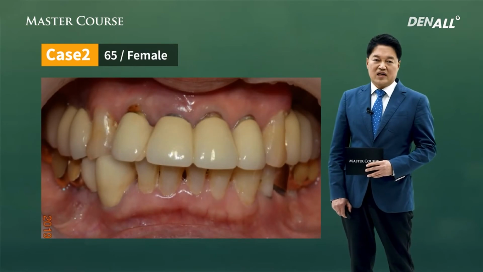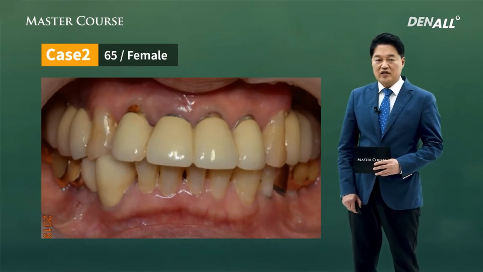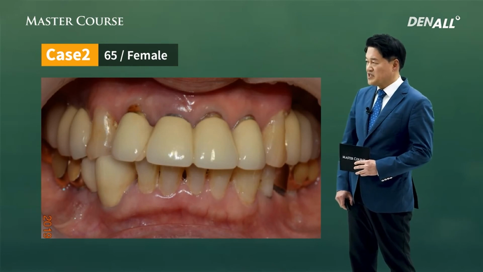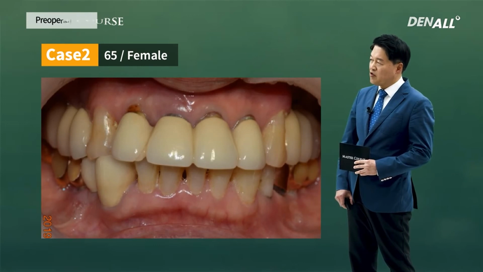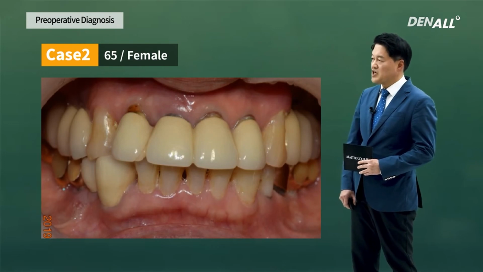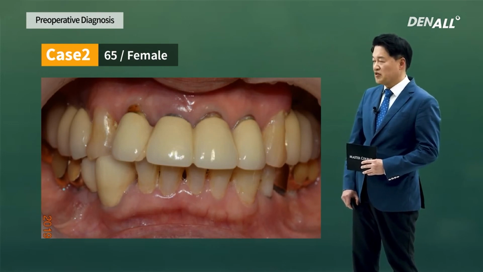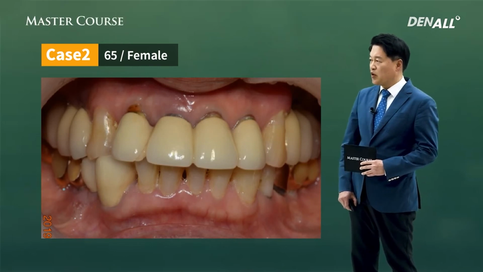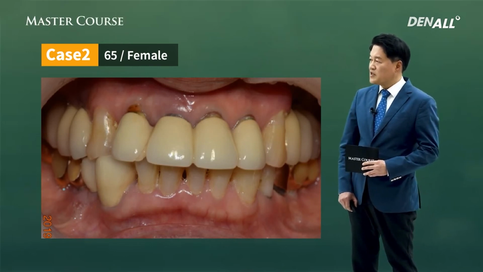In the anterior area, this patient, a 65-year-old female patient, as you can see, had a 4-unit bridge. There was a lot of mobility, so implants were placed at number 12 and number 22 and a bridge was planned for the patient. Before surgery, a clinical image was taken and the pre-op image and prosthesis were evaluated.